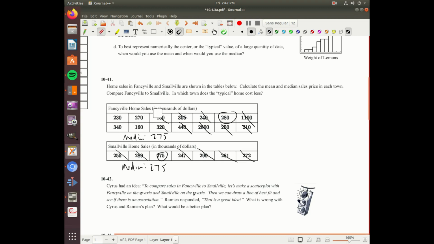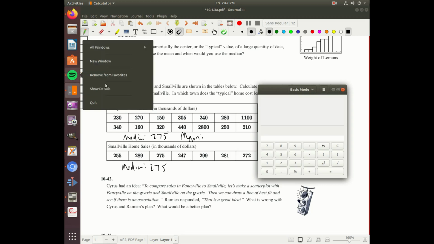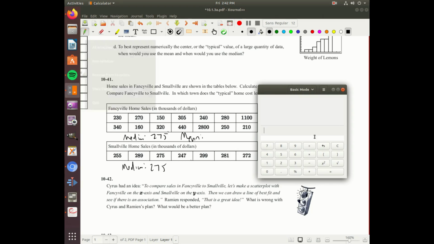But what are the means? Well, I'm going to bring in the big guns. I'm going to bring in a calculator to figure out the mean or the average. So the mean, I'm going to go here. Okay, 230 plus 270 plus 150, 305, 240, 280, 1100. By the way, these are all in thousands, right? You're not going to buy a $160 house, but you might buy a $160,000 house.